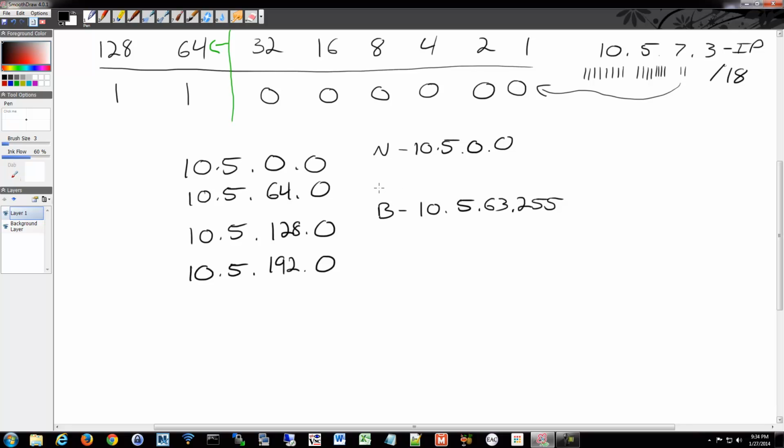And then we can work off of the broadcast now. If we want to do the last usable address, that's going to be 1 less than your broadcast. And then our first usable is going to be 1 up from our network address. So as you can see here, with this network, we have a whole lot of addresses available to us.